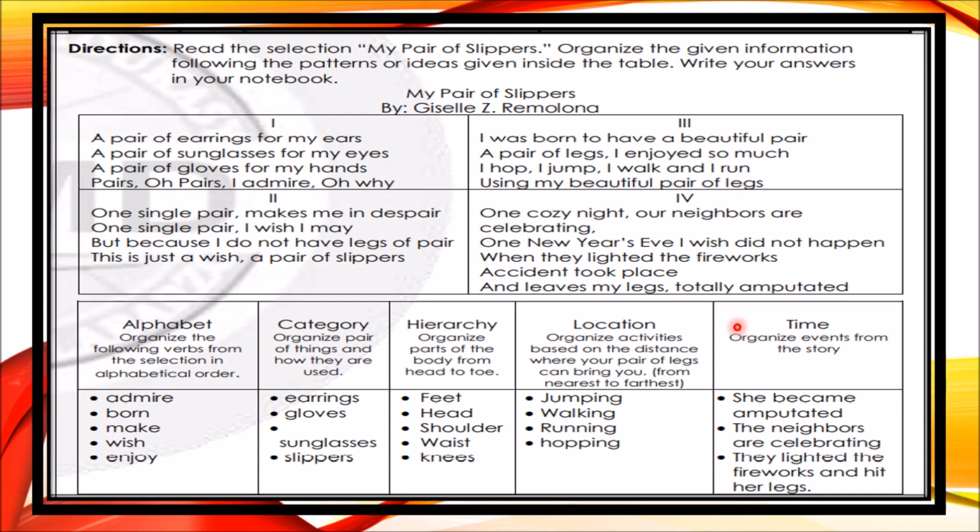Okay, for time, organize events from the story. So from the story itself, like the neighbors are celebrating, followed by they lighted the fireworks and it hit her legs. Then she became amputated. So you know already what to do, kids.